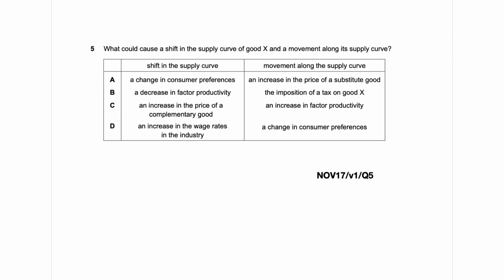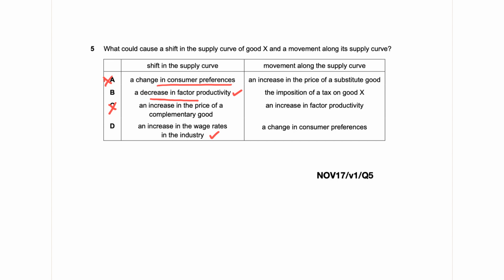In question 5, they ask what could cause a shift in the supply curve for a good X and a movement along its supply curve? A shift of the supply curve means the cost of production must be changing or new firms might be entering. Let's first look at the shift in the supply curve. A is a demand factor because that's changing consumer preferences. That's not a supply side factor. Decrease in factor productivity is a supply side factor, so I'm going to choose B. An increase in the price of a complementary good again is a demand side factor, and an increase in the wage rates in the industries is a supply side factor. So our answers can be B or D.